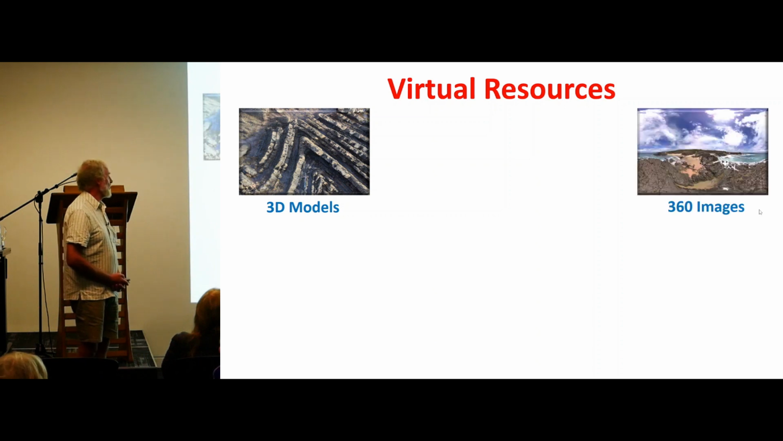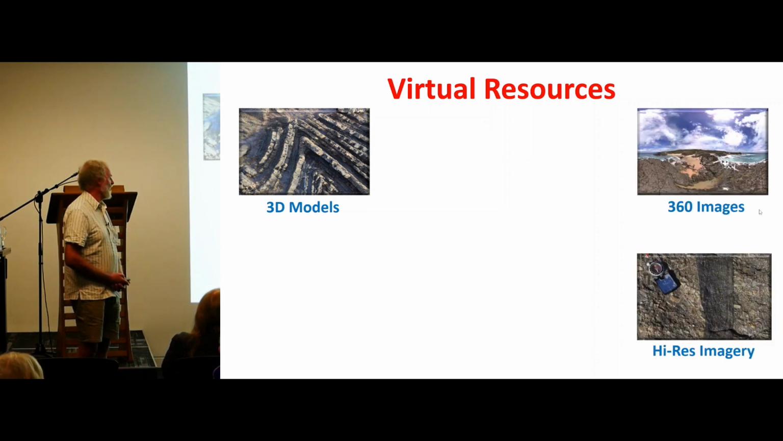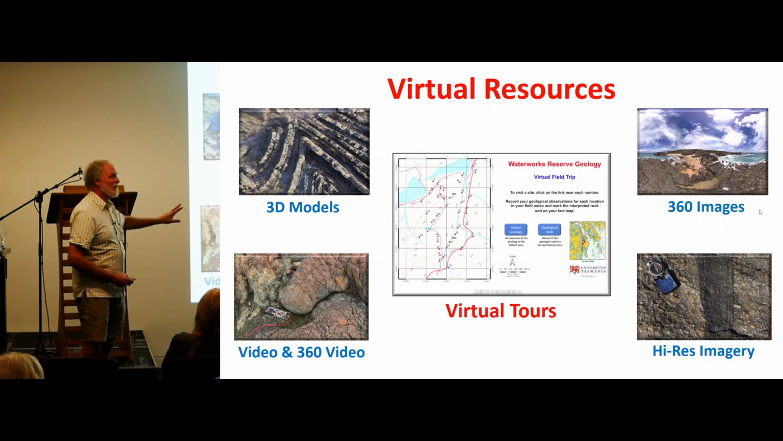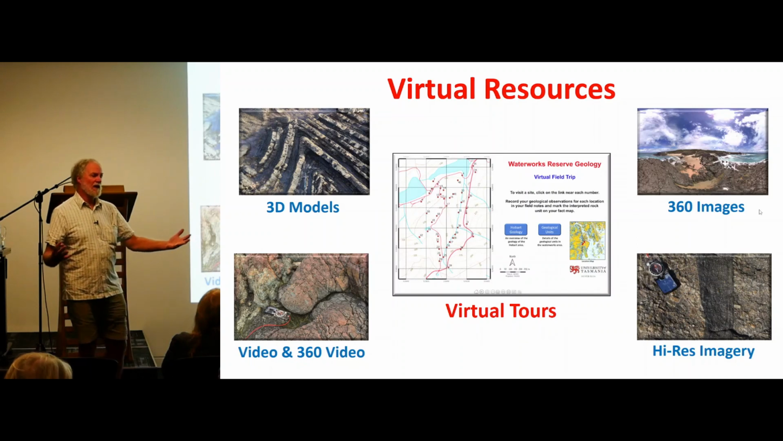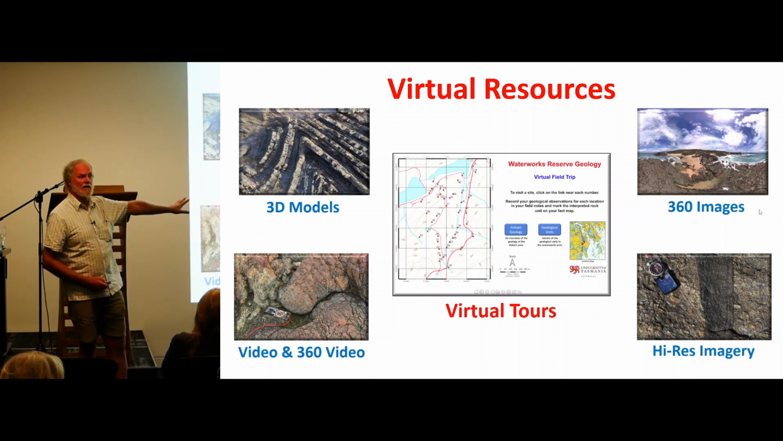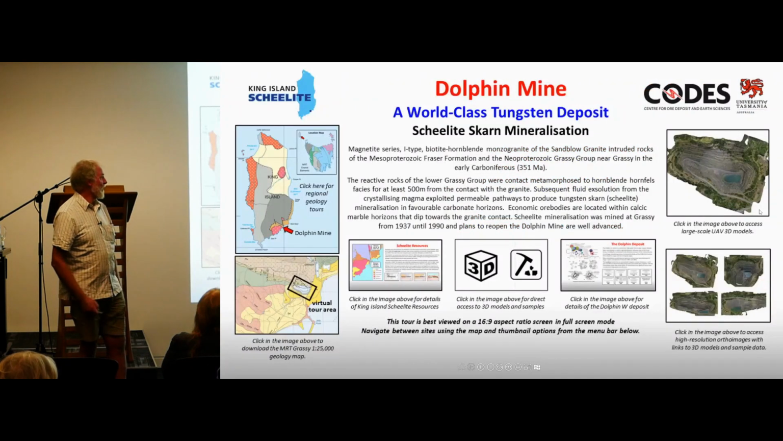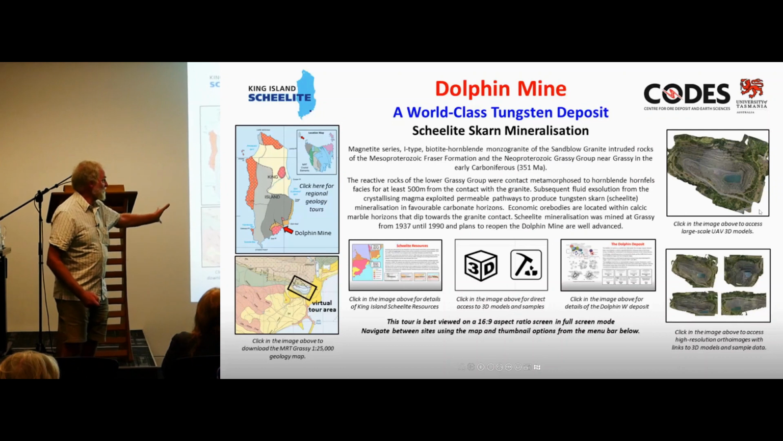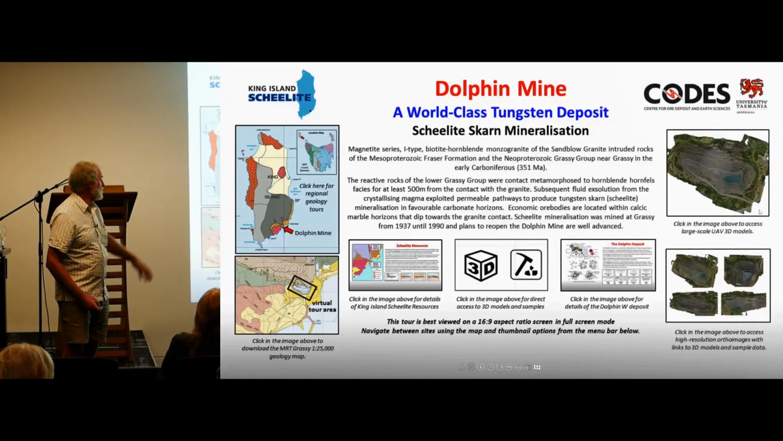So we've got the 3D models, we've got the 360-degree images, high-res imagery, a whole heap of other things, 360-degree video, normal video, plus other useful things like we can embed PDF copies of papers and things like that into it. And then we can produce a virtual tour, and I'd like to show you a couple of virtual tours that we've produced. So the first one is a mining-related one, and a lot of the things we do are related to mining. So here's from the Dolphin Mine on the west coast of Tasmania.